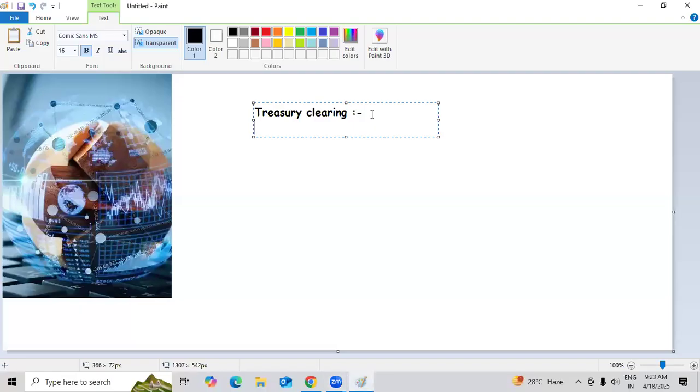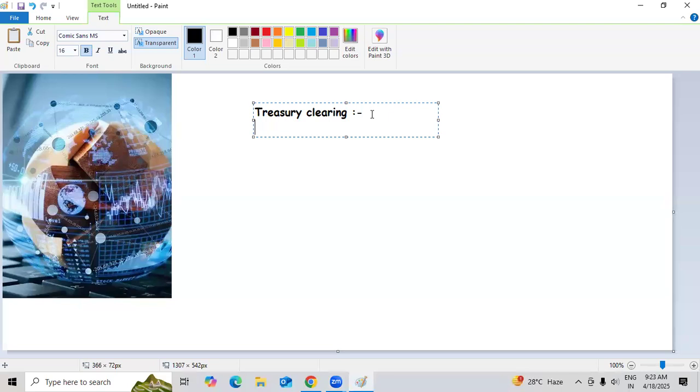Right. So, as far as our treasury management domain is concerned, today we are going to discuss treasury clearing, because in the last sessions we discussed the importance of treasury management, right? How the treasury management functions, that part we have covered already, right? I hope you know that. Now, today we are going to discuss treasury clearing.